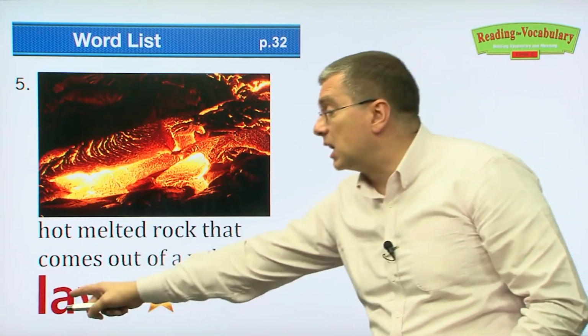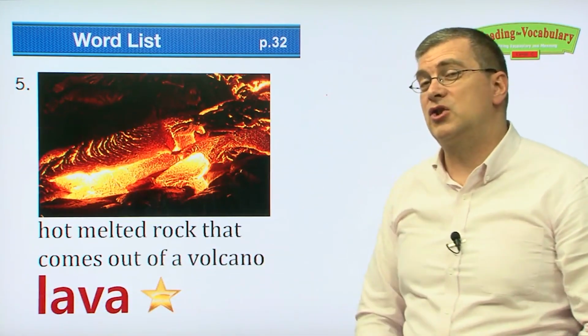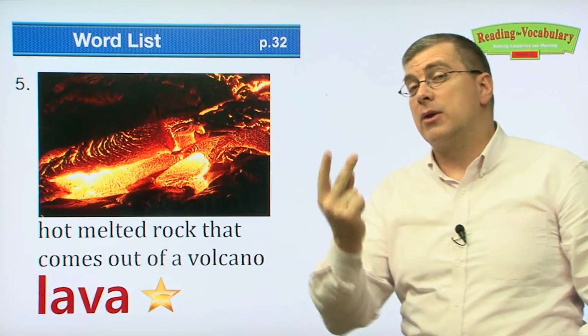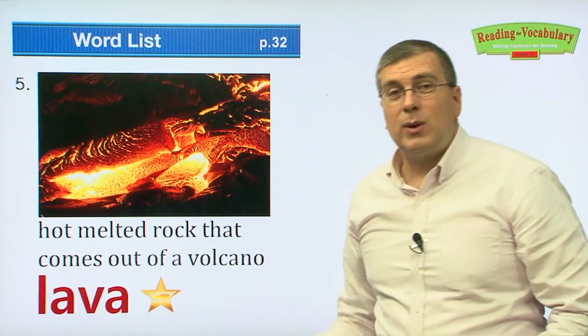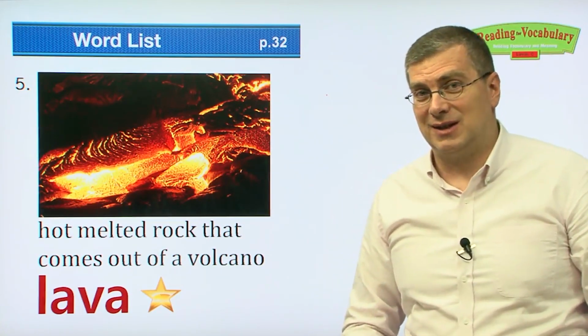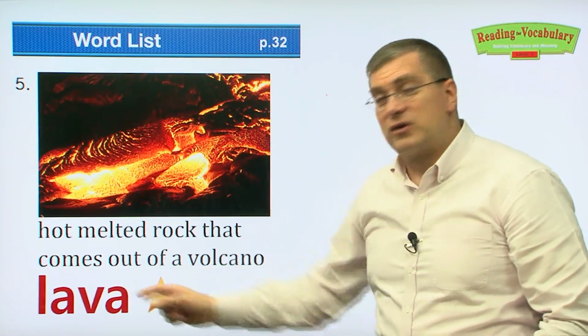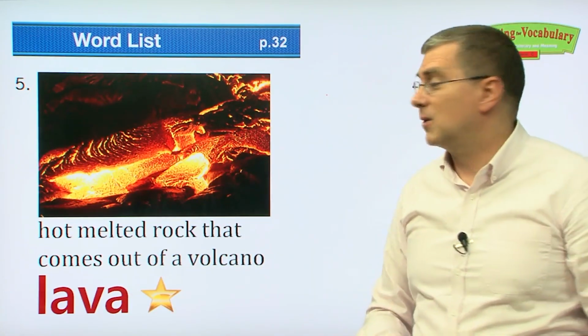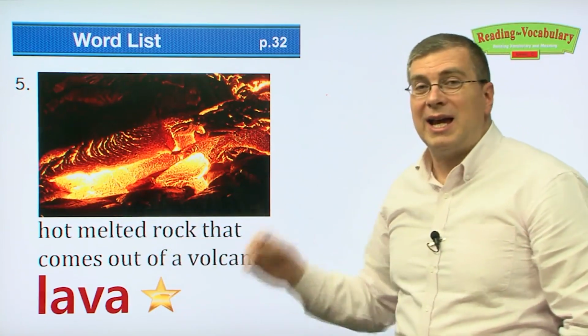It's called lava. Right? Before, I taught you ash, that's one of the things that comes out of a volcano. The other one is smoke. And finally, we have lava. Lava is very dangerous, isn't it? It's also difficult to pronounce. Lava. Lava. Okay? It's hot melted rock.